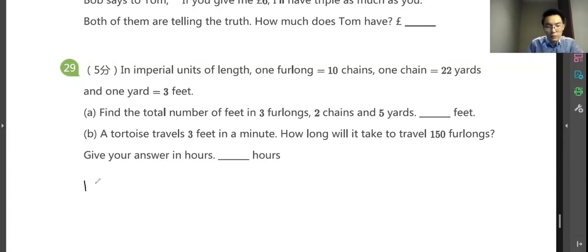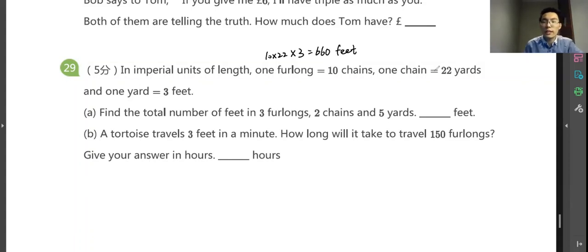So that will give us 1 furlong. Okay, let me write it here. So 1 furlong will be 10 times 22 yards times how much feet is 1 yard? 3 feet. So that will be 660 feet. Okay, so 1 furlong is 660 feet. And we do the same for the rest.